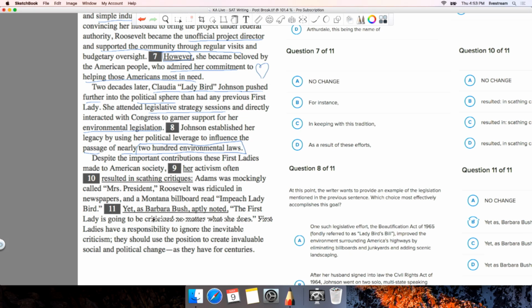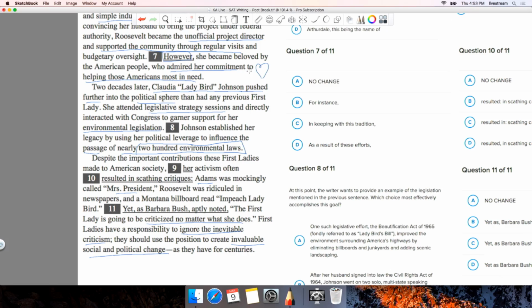So despite the important contribution these First Ladies made to American society, her activism often resulted in scathing critiques. Adams was mockingly called Mrs. President, Roosevelt was ridiculed in newspapers, and a Montana billboard read, "Impeach Lady Bird." Yet, as Barbara Bush aptly noted, the First Lady is going to be criticized no matter what she does. First Ladies have a responsibility to ignore the inevitable criticism. They should use the position to create invaluable social and political change as they have for centuries.